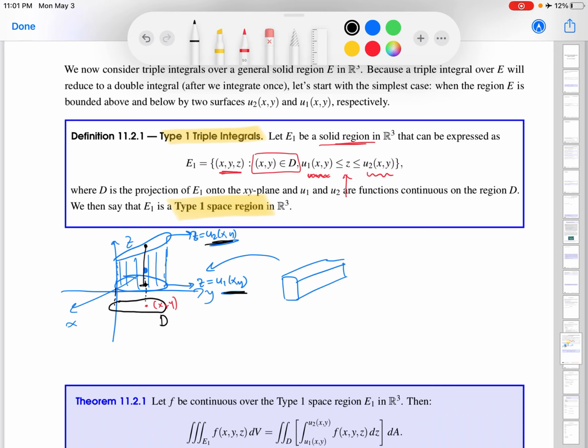So you can see here that we're generalizing the type 1 plane regions that we talked about in the previous video to this three-dimensional context. And we think, therefore, of D as the projection of E1 onto the xy plane. And u1 and u2 are functions. We're going to assume they're continuous so that the solid E is nice. So that's what we're talking about for a type 1 region.